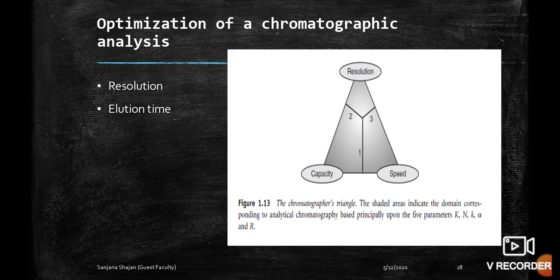So before going into that, let us know a little bit about the optimization of the sample, and how you optimize so that you get a proper result. Resolution time and elution time are very important dependent variables for optimization, and the goal of optimization is to achieve a complete separation of compounds in minimum time.